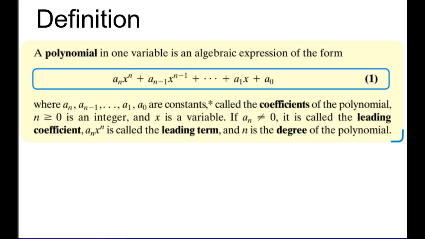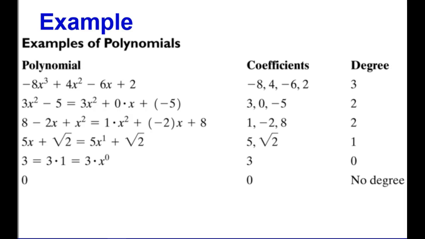So looking at some polynomials. A polynomial has several different terms. That's really what we're looking at. It's made up of several monomials all put together. So here are some examples. So my first one, negative x cubed plus 4x squared minus 6x plus 2.